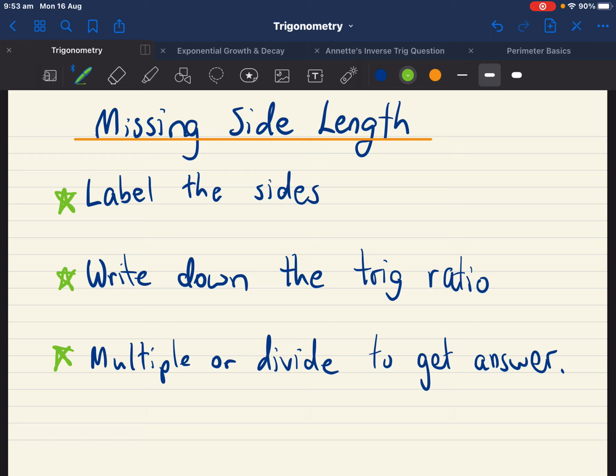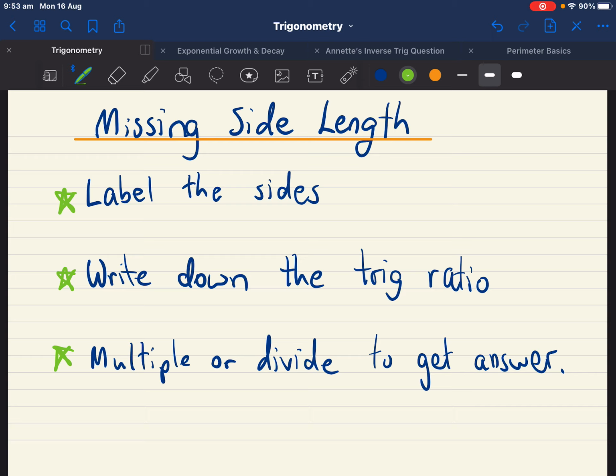Alright, so on to our notes for today. So sorry about that, guys. So pause the video. In your heading, this is our title, Missing Side Length, and copy down our notes. This is kind of it for our notes.